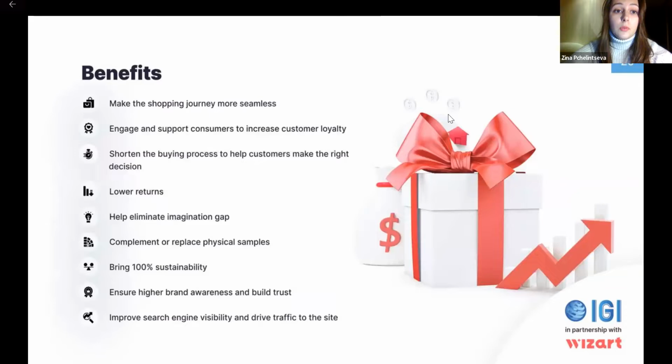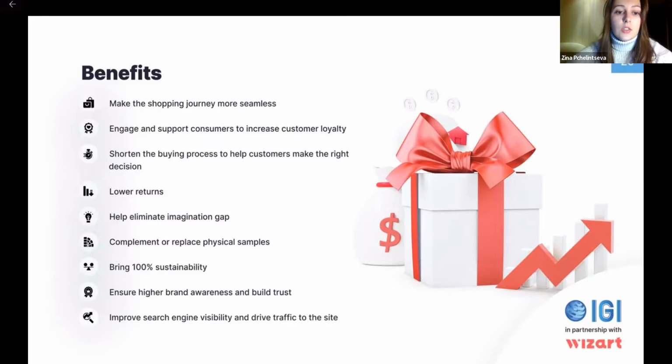So summing it all up, let's go through the main benefits that rich content brings to businesses. First of all, it makes the shopping journey more seamless. It helps to bring customer loyalty through engaging and supporting customers and helping them make the right decision. Finally, it lowers returns thanks to eliminating the imagination gap. And one of the important parts to mention is that rich content is 100% sustainable, and it can really complement or replace physical samples.